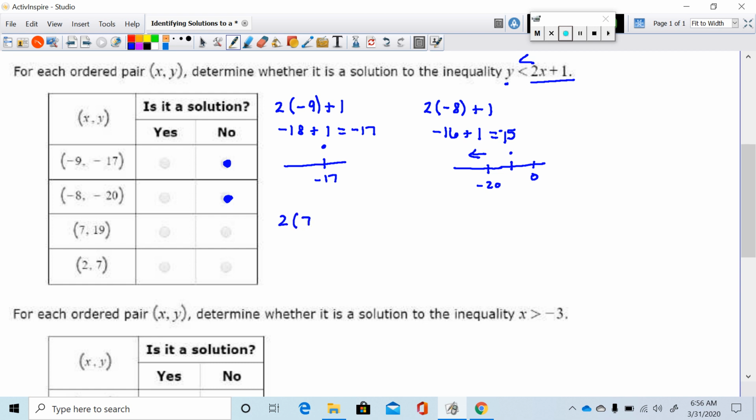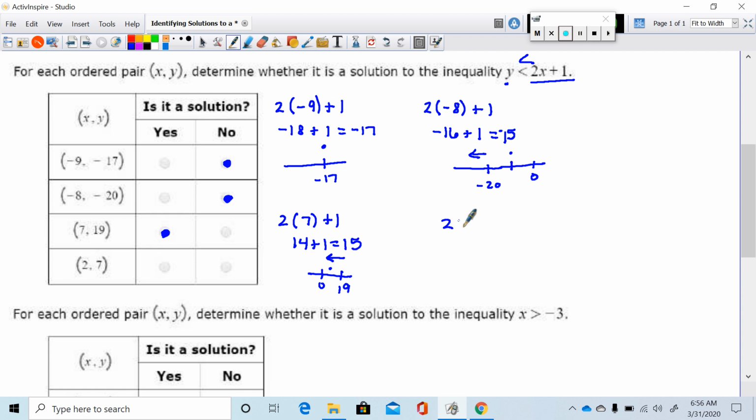Okay, 2 times 7 plus 1, 14 plus 1 equals 15. My reference point is the y value, so my reference point in this one is 19, and we want it going to the left because it's less than. And 15 would be somewhere over here, so yeah, that works.